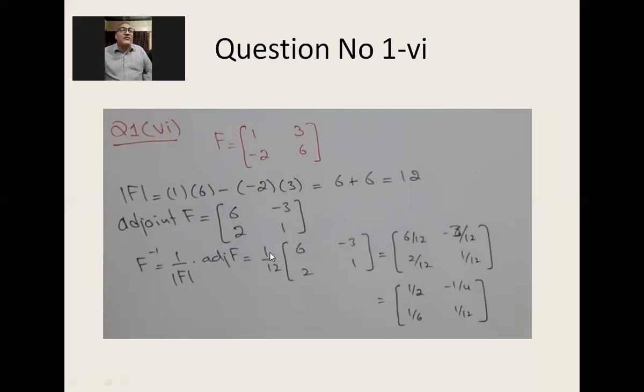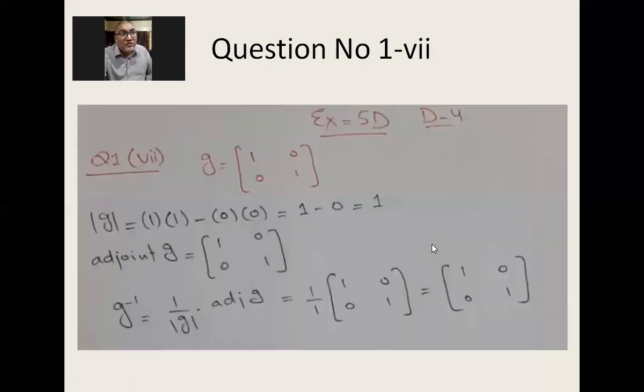1 by 12 multiplied with all these. So you will have 6 by 12, minus 3 by 12, 2 by 12, 1 by 12. So you can cancel them. So you will have 1 by 2, minus 1 by 4, 1 by 6, 1 by 12. So this is how you will find the determinant and the inverse of this matrix. So that was question number 1, 6th part.